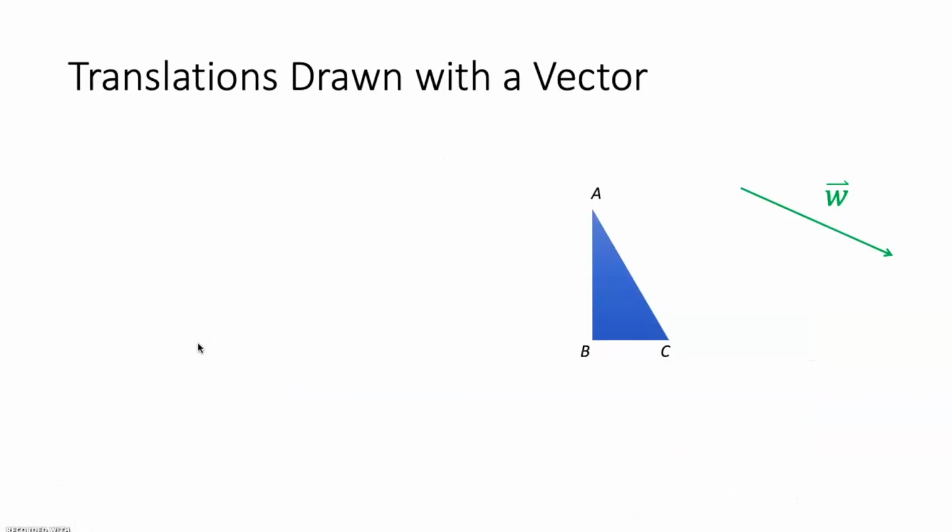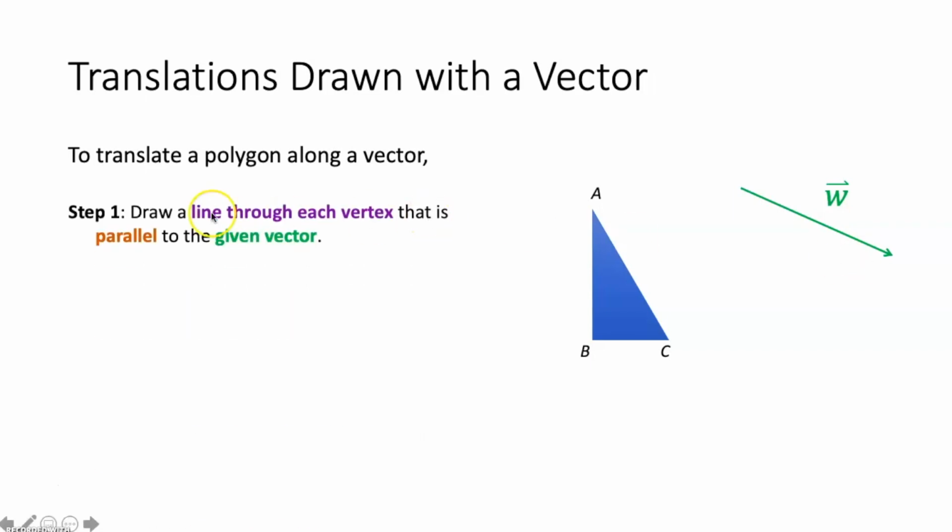Now let's talk about translations drawn with a vector. So there are going to be times where you're not going to be given a figure and a vector on a coordinate plane. You're just going to be given a figure and a drawn vector. So all you have to do then, it's actually pretty simple. To translate a polygon along a given vector, first you are going to draw a line through each vertex that is parallel to our given vector.